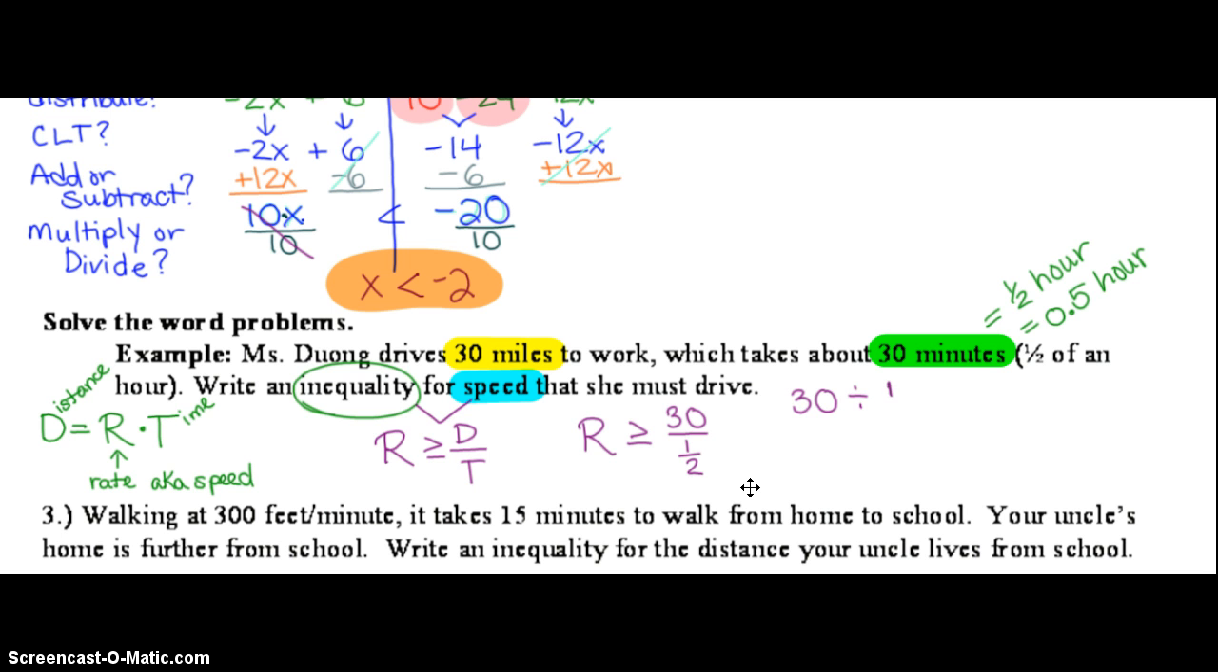30 divided by 1/2. Remember KFC, when dividing by a fraction, keep the first fraction, treat 30 as 30 over 1, flip the second fraction, the reciprocal of 1/2 is 2 over 1, and change division to multiplication. So 30 times 2 is 60, 1 times 1 is 1, and 60 divided by 1 is 60. So the rate is 60 miles per hour.